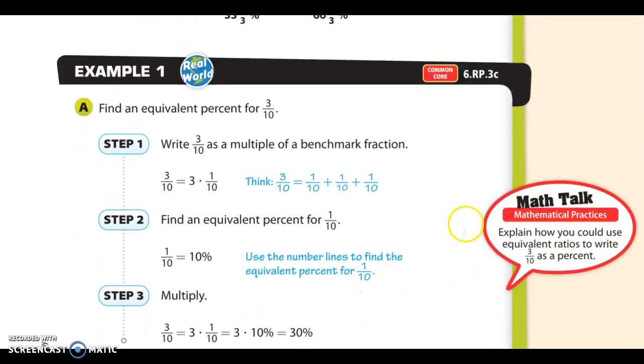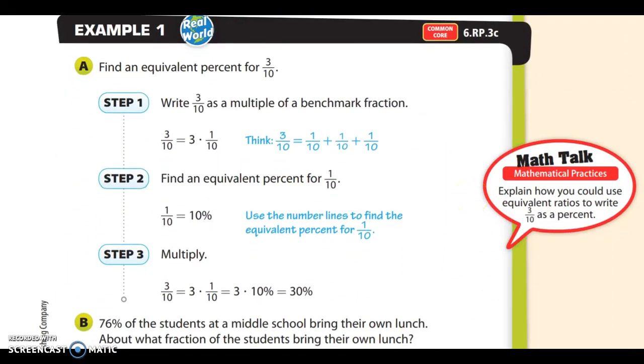For example, in example 1, find an equivalent percent for 3/10. What you need to do is you know right here that 1/10 is 10%, and to get from 1/10 to 3/10, you multiply by 3. If you multiply 1 times 3, you get 3/10, so you multiply 10% times 3 and you get 30%. So just memorize stuff like that: 3/10 is 30%.